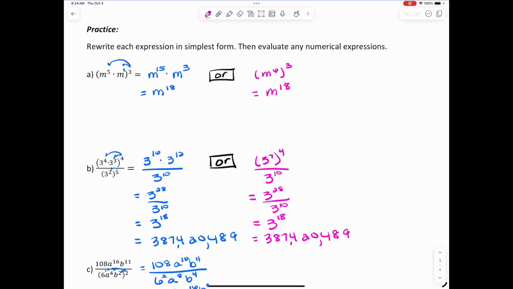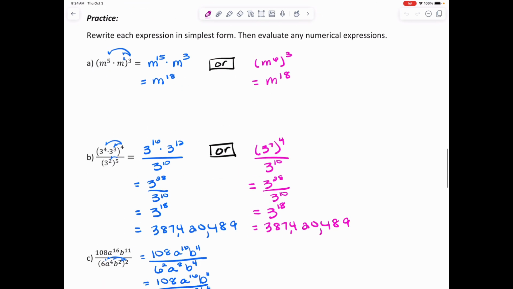Now that you had a chance to try on your own, let's look at A. Following the 3 steps that we looked at earlier in the notes here, if I do power to a power first, remember to put a 1 on that m. So I would get m to the 15th times m to the 3rd, and then I would use my multiplying powers rule to get m to the 18th by adding my exponents. Remember, the other option is always going to be on the other side if you could use it. You could do parentheses first, 5 plus 1 makes m to the 6th, and then raise it to the 3rd power by multiplying those exponents to get m to the 18th.